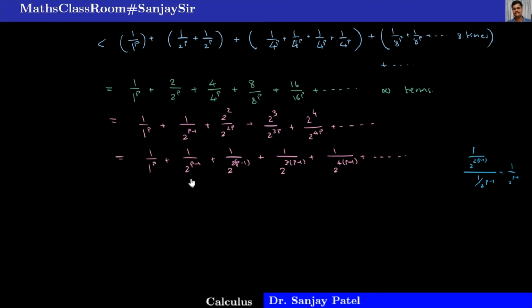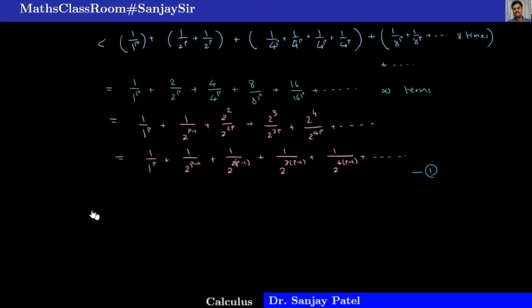So second term upon first term, third term upon second term, fourth upon third, and so on, the ratio will be the same, that is 1 upon 2 raised to p minus 1. So this is a geometric series with the first term 1, and the common ratio r is equal to 1 upon 2 raised to p minus 1. Let me just write this as the result number 1.